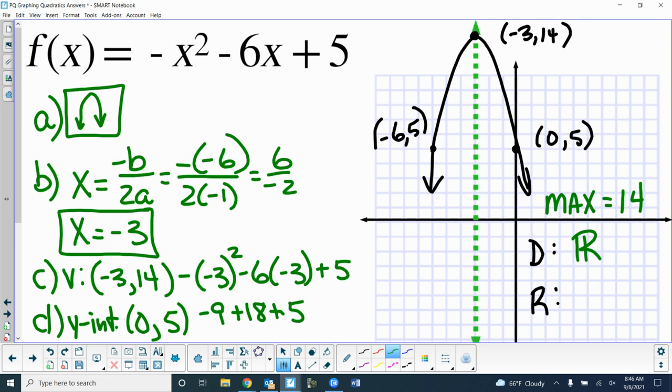All right, our range, again, since it's a max, is y is less than or equal to, and what value is that again? 14, right. So remember, max and range are the same value, the y value of your vertex. Any questions at all? I'm expecting us to do really well on this tomorrow. How about you? Are you expecting yourself? Yeah. Any questions on that?